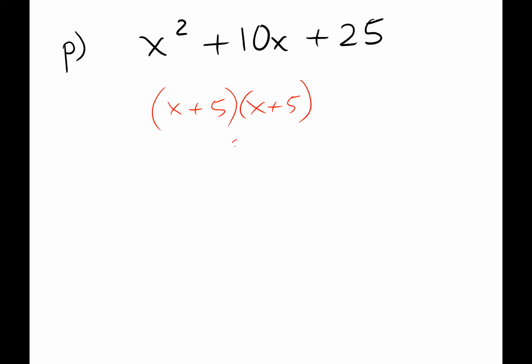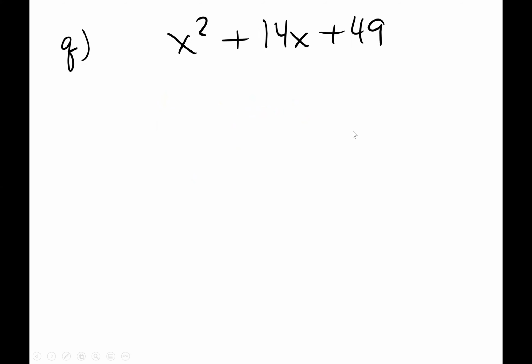Okay, two different ways to write it. You can either write it as x plus 5, or x plus 5 to the second. Okay, cool. Could you say x plus 5 squared? x plus 5 squared, yeah. Okay, one more we'll take a look at.